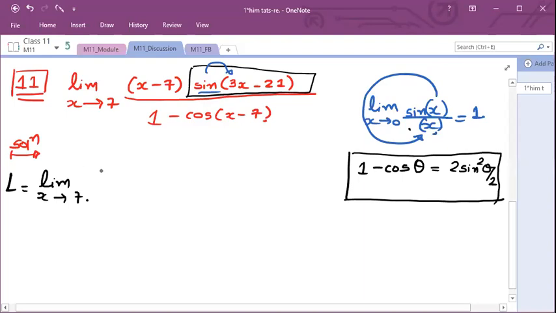Okay, so limit x tends to 7, this is your x minus 7. Now sine 3x minus 21, so let us keep this first as it is.